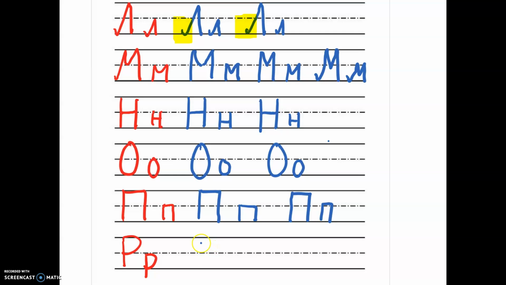Lastly, R. Uppercase is very easy. Lowercase, you go below the line, actually. This is one of the first ones that we actually see goes below the line. Uppercase, lowercase, uppercase, lowercase. Nice and easy.